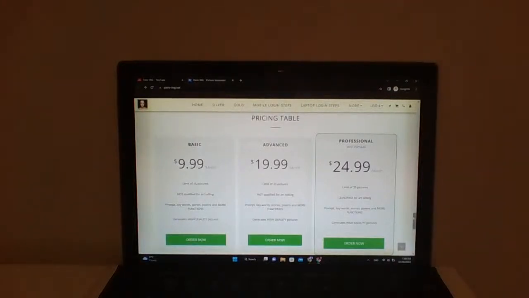You can take a look at our pricing table. We offer three pricing plans: the basic, advanced, and professional plan. The basic plan is only $9.99. We offer a limit of 15 pictures for the basic plan. Unfortunately, you're not qualified for art selling. That means you can't sell your artworks and your pictures in our online art selling store. The functions include prompts, keywords, stories, poems, and more. For the basic plan, you generate high quality pictures.